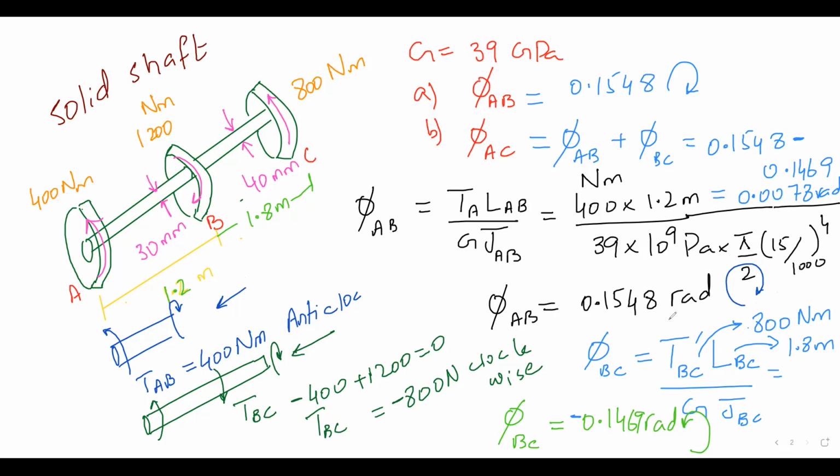And here, instead of TA, I substituted 400. I did not write T. You could have written TAB here, but that's fine. I think you get my point.